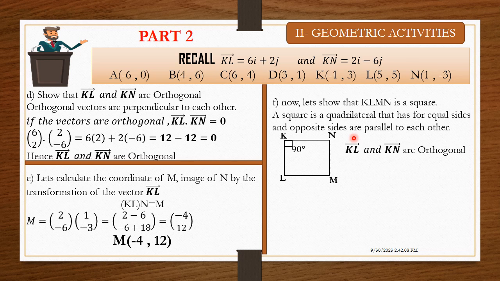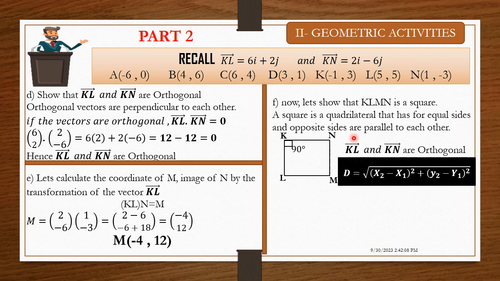Then the next thing we have to show is the equality of the sides, and if the sides are equal, we are free to conclude that these 4 points form a square. Now the distance between any 2 points is given by this formula on your screen now. So we can use this formula to find the distance between any 2 points here, and we compare to see that the distances KN, KL, LM and MN are actually the same. And then we are free to conclude that these 4 points form a square.